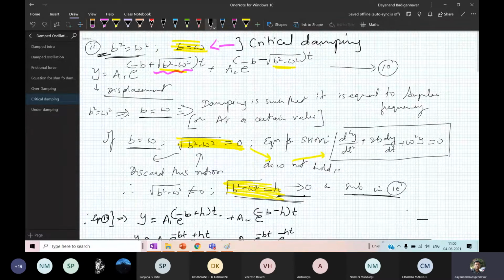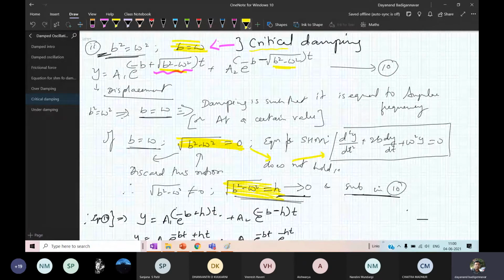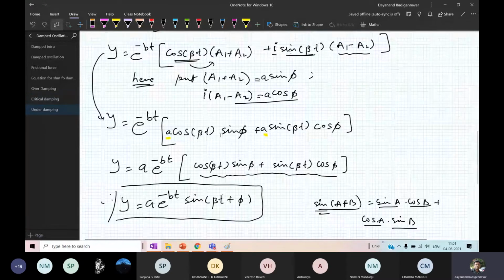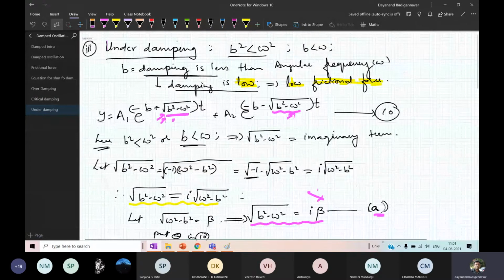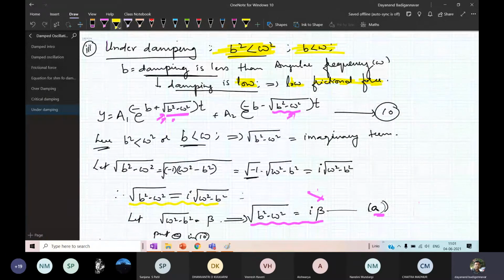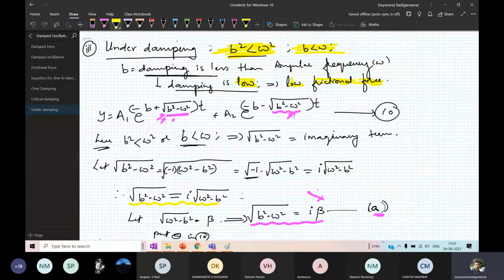After that, we have discussed the under damping. So this is the third one, under damping. Under damping means B square less than omega square, that is B less than omega. B less than omega means damping is less than the angular frequency, so damping is low. Damping is low means friction is low.